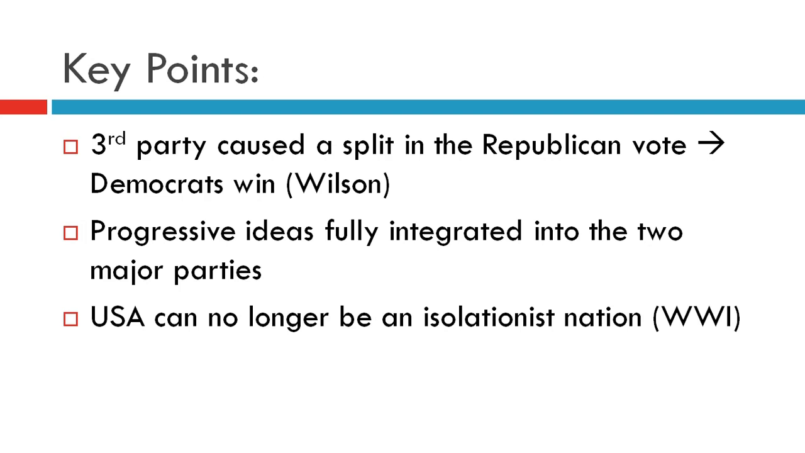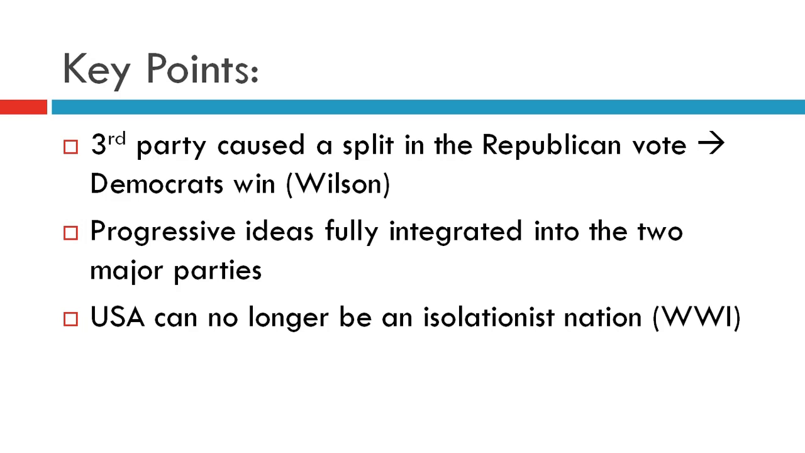A few key points here. First of all, a third party is going to emerge, with Roosevelt's Progressive Party, the Bull Moose Party. And when that happens, it causes a split in the Republican vote and therefore pretty much guarantees the Democrats a win. And there, Woodrow Wilson enters the scene. Also, progressive ideas have fully integrated into both of the two major parties. And now, by 1914 at least, the United States can no longer be an isolationist nation.